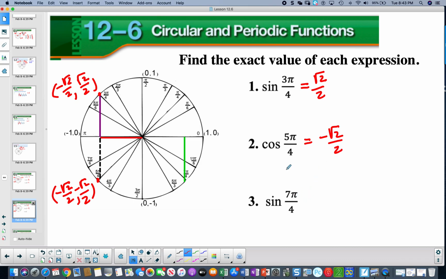All right, 7 pi 4ths is located right here. And again, the reference angle is pi 4ths. We're going to be using this root 2 over 2. The x will be positive, the y will be negative, and I'm asking for the sine. The sine is asking for the y coordinate. So this is negative root 2 over 2. Okay, and this is the end of the first part of the screencast.